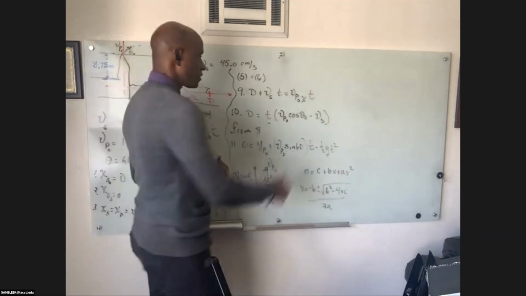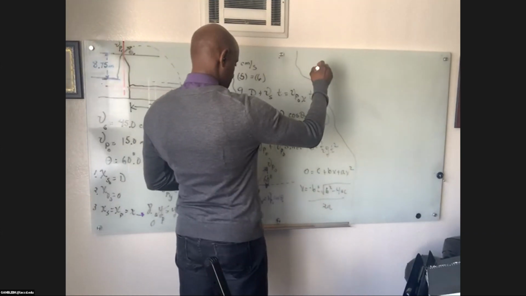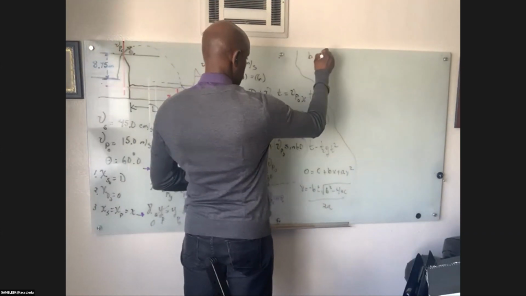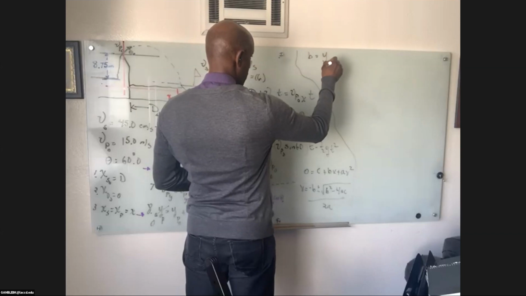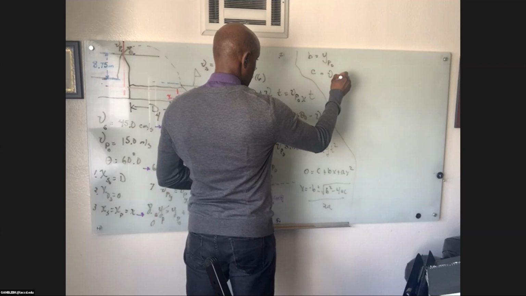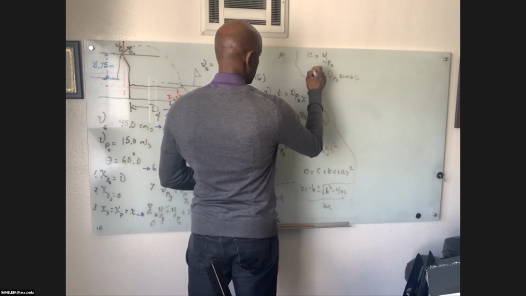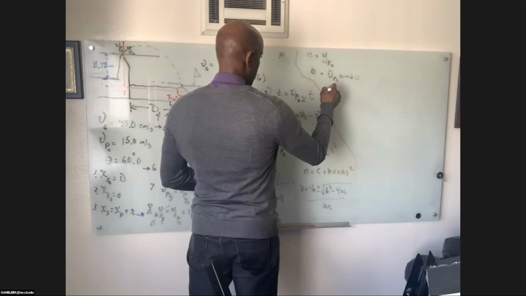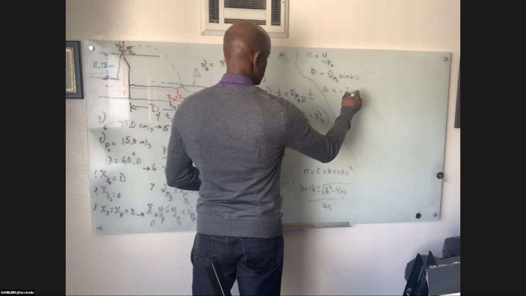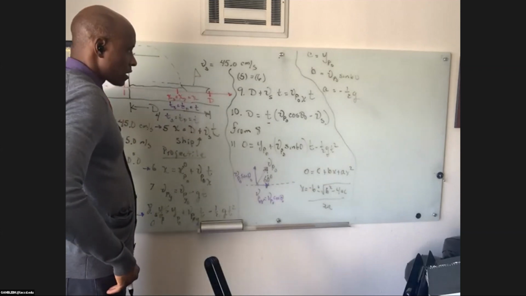So in our case, B is equal to YP naught. C is equal to VP naught sine 60. No, sorry. C is equal to YP naught. B is equal to that. And A is equal to minus 1/2 G. That's how I would set it up.